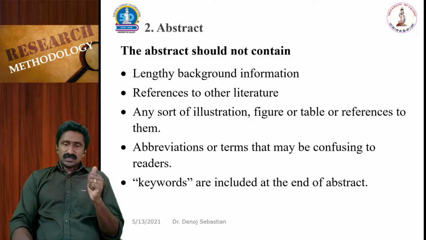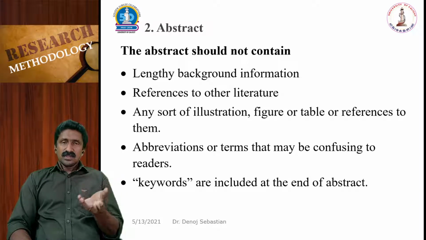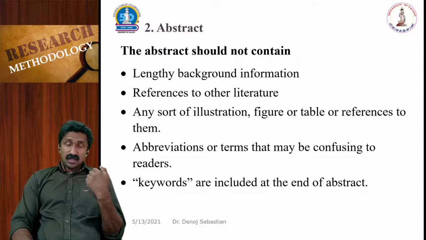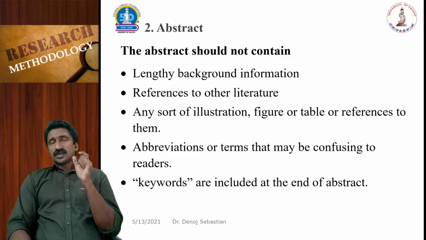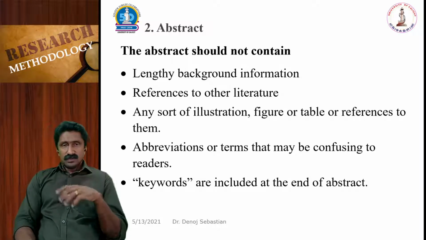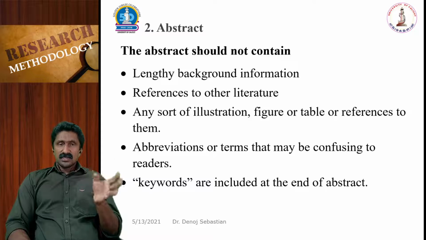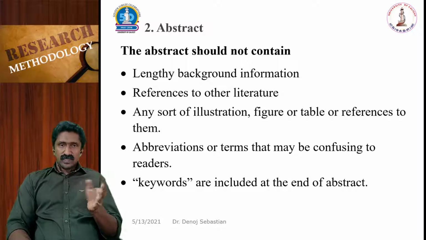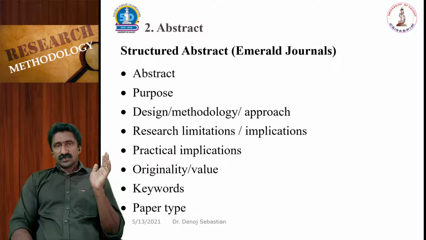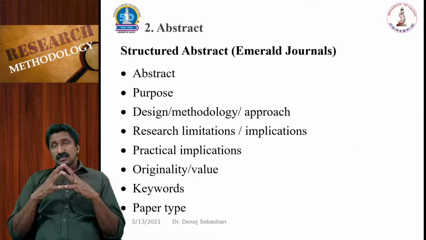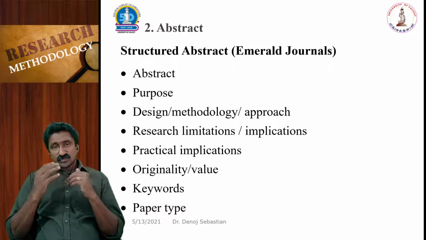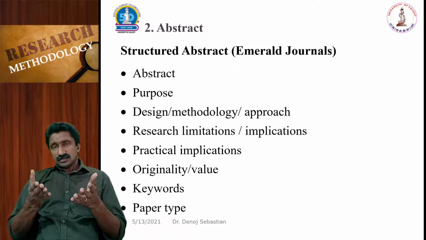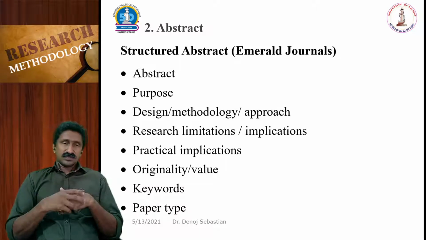So this is another section where you have to avoid such things while writing an abstract. The background information, the first part of the abstract, should not be lengthy, and there should not be any references, illustrations, tables, figures, abbreviations, etc. And of course, you have to provide keywords. Now there are structured abstracts. The previous one is just the common format, whereas for structured abstracts, journal publishers like Emerald journals prefer that type of abstract.